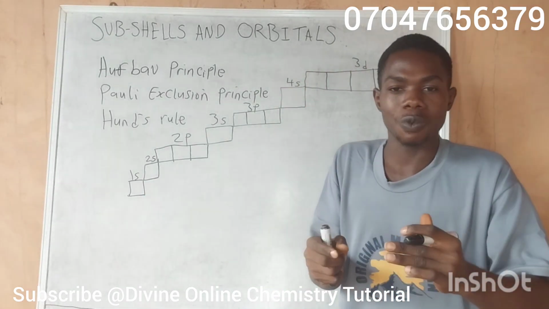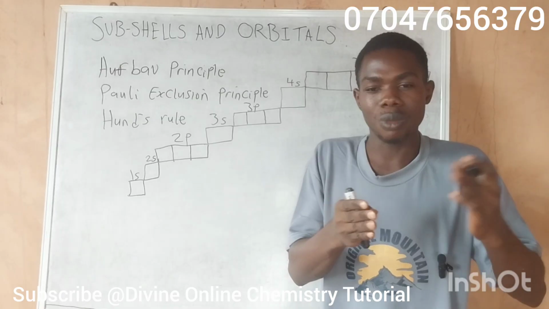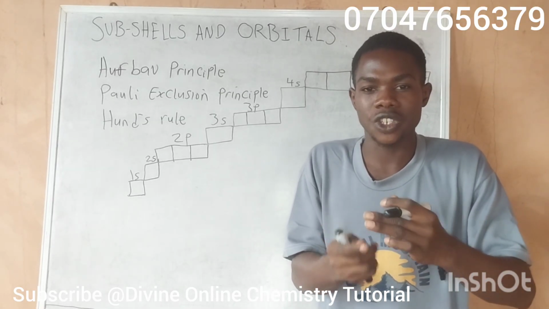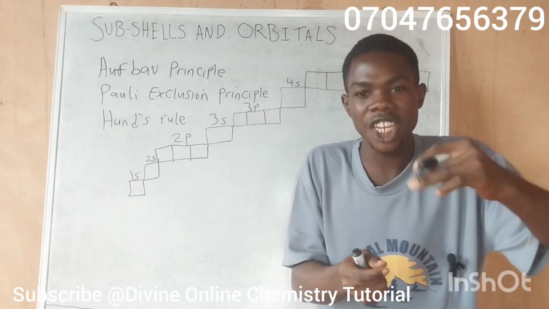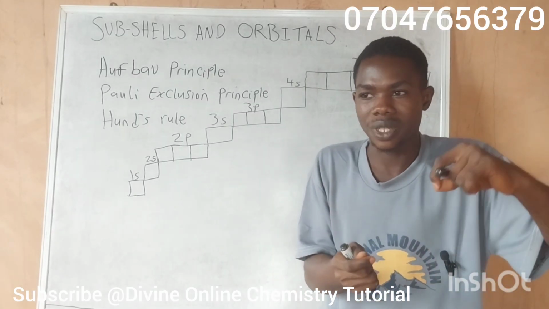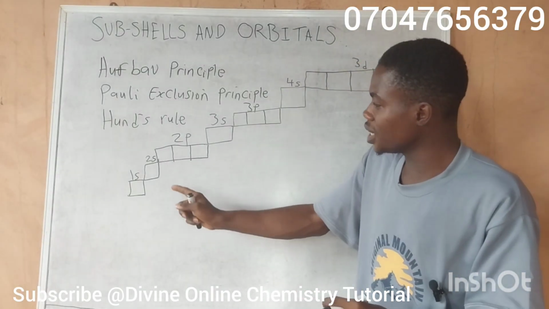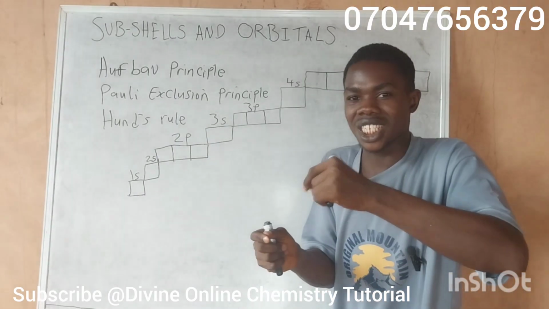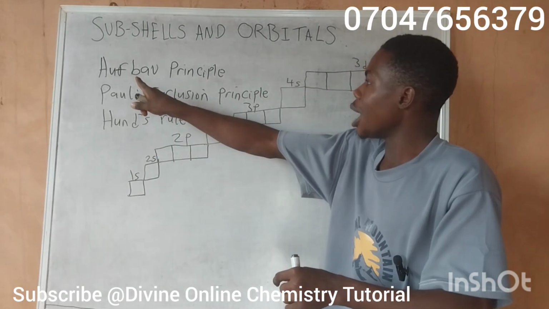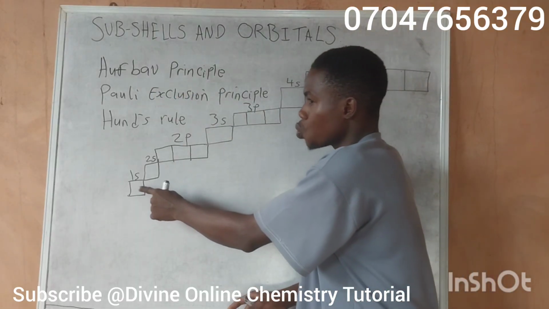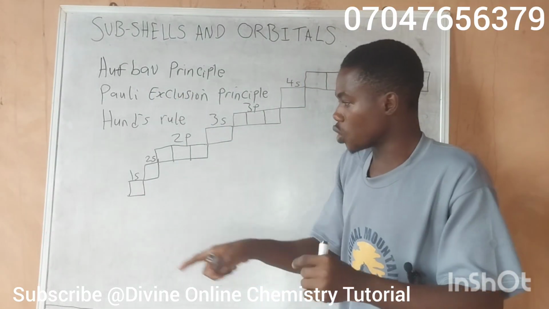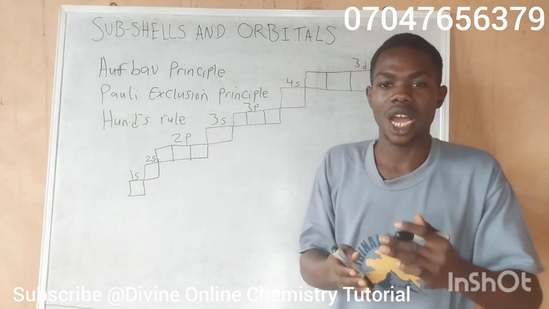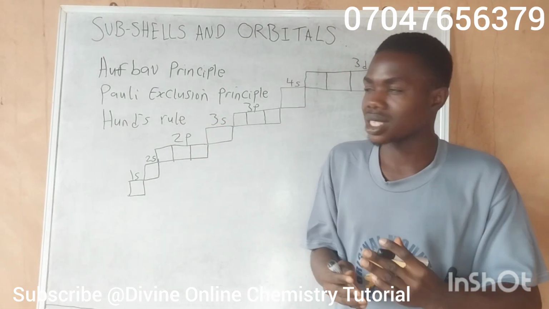Just like in one of my previous videos, when I was teaching on shells and energy levels, if you want to start filling electrons in shells, you start from the K shell, which is the one closer to the nucleus of the atom. That's the same way, if you want to fill electrons in an orbital diagram, you start with the one with the lowest energy level, as proposed by the Aufbau principle, which is the 1s. That's what the Aufbau principle is about.